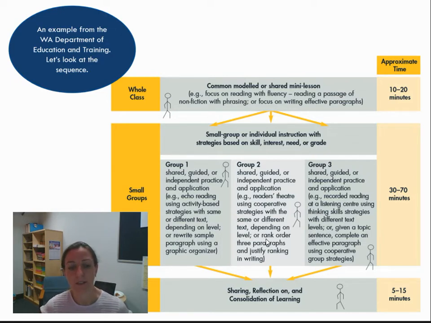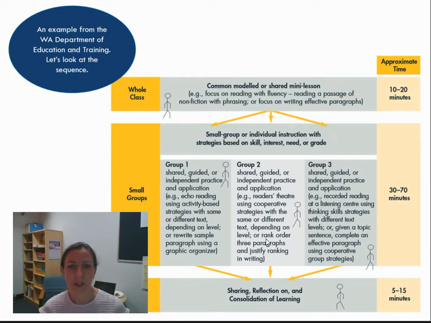Then the whole class comes back together to share their learning, reflect on what they've been doing and what they might like to do next. And this is a good opportunity for the teacher to think about what students have done and what any misconceptions might be and where to next.